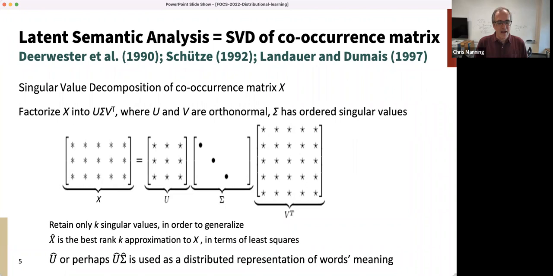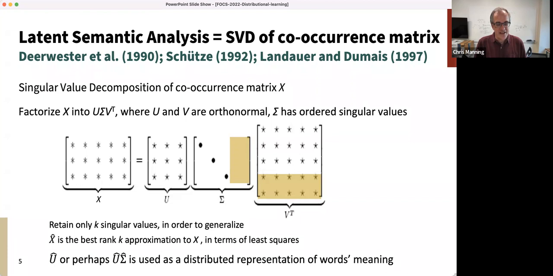And this went under the slogan of latent semantic indexing or latent semantic analysis. But mathematically, what this involved was exactly forming an SVD decomposition of this co-occurrence matrix. So the idea is we took the co-occurrence matrix, we did an SVD decomposition. In the full decomposition, if it's rectangular, some parts of it are sort of irrelevant. But then after that, we say, well, we'd like to reduce the dimensionality and generalize.